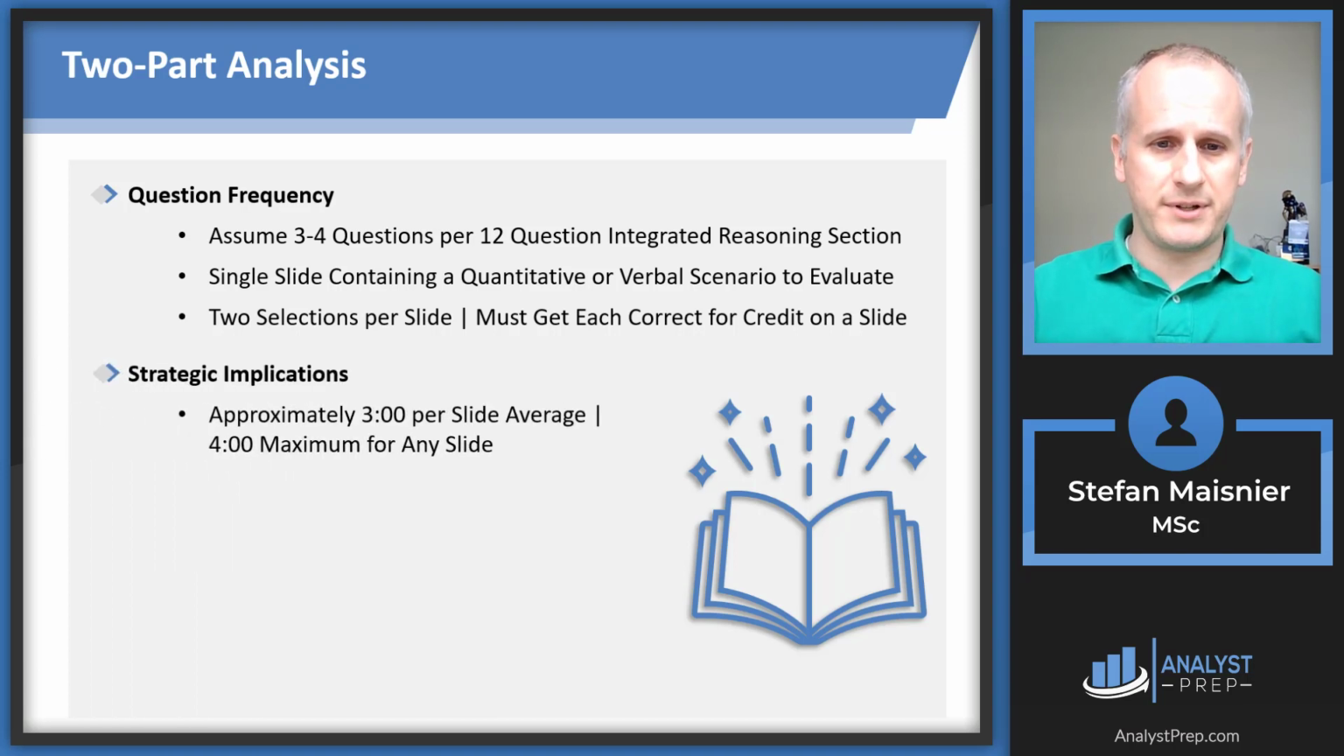Now, the strategic implications are legion for two-part analysis within the integrated reasoning section. First, you want to assume about 3 minutes as your average per slide of two-part analysis questions. The reason is they just have more information than some of the other question formats you'll encounter in the integrated reasoning section. So for that reason, we want to allocate a little bit more than the 2 minute and 30-second average overall for the section to these types of questions. But that said, you'll still want to adhere to a 4-minute maximum for any of these two-part analysis slides.